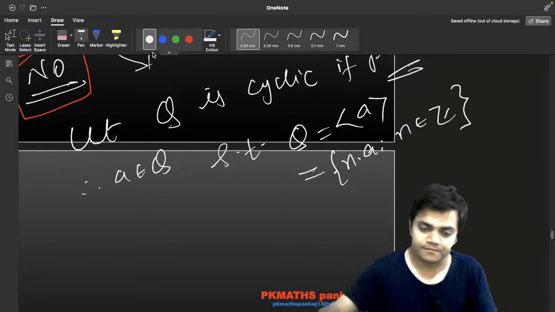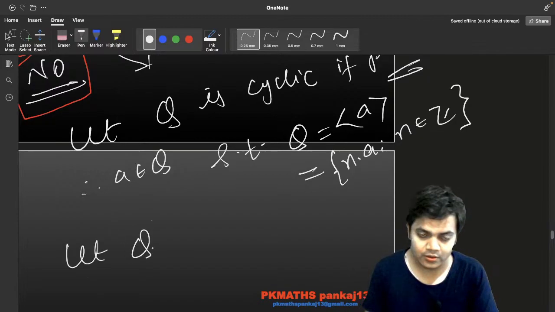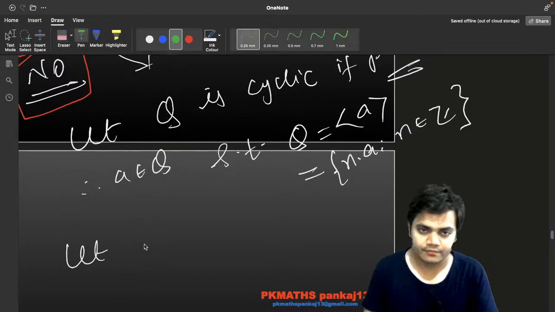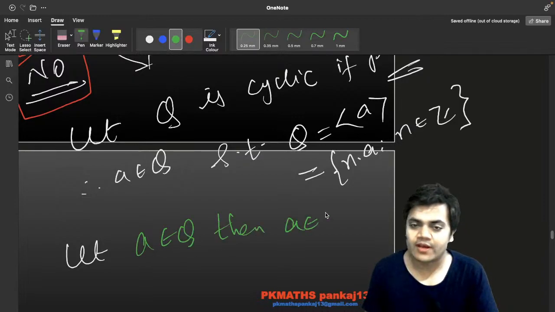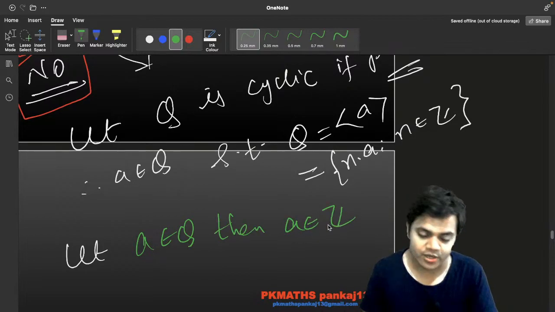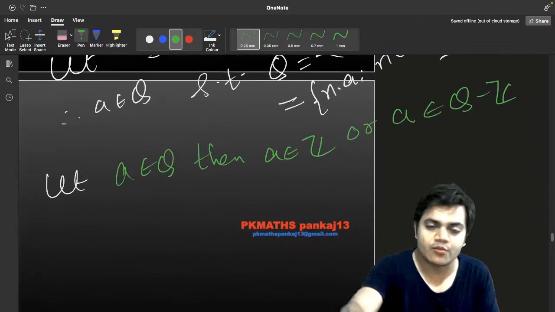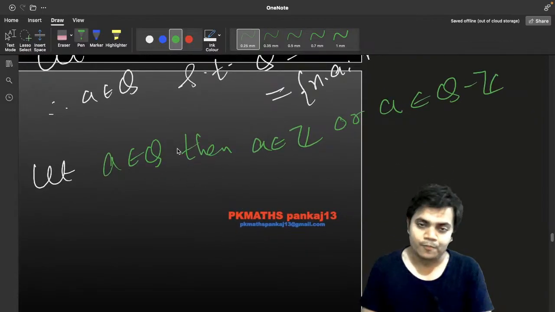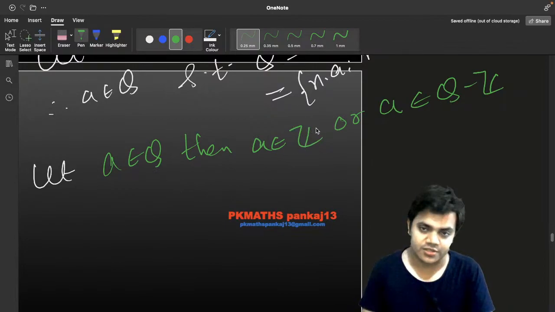So in this way we are going to prove it. If possible, let A belong to Q. Then what is going to happen? Either A will belong to Z, I mean to say A will be an integer, or A will be a non-integer rational. Because if we take a rational number A from Q, then either A belongs to the integers or A does not belong to the integers. Now what happens if A belongs to Z?